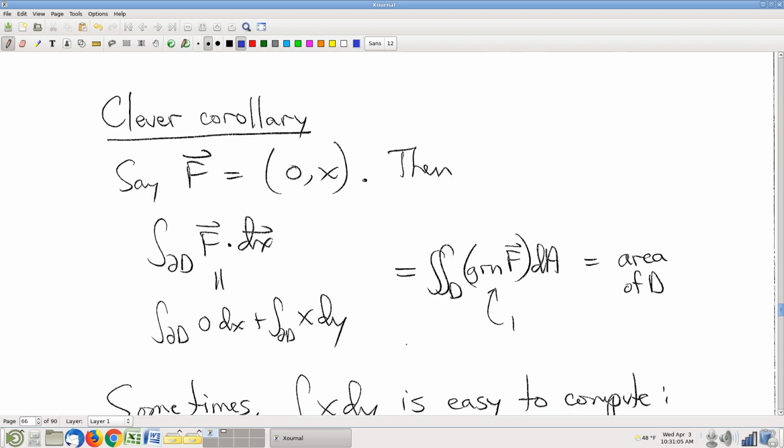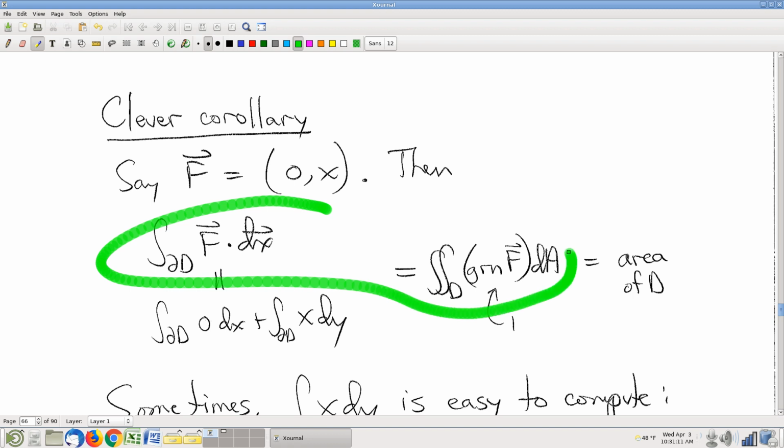I want to show you another corollary of Green's theorem. I think this is really nice. Here's Green's theorem again, by the way. Straight up Green's theorem. Now I'm going to apply Green's theorem to a very particular, carefully chosen vector field.